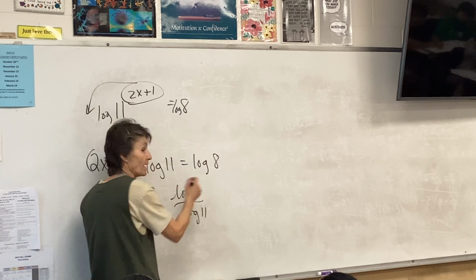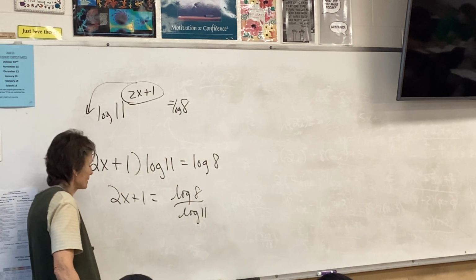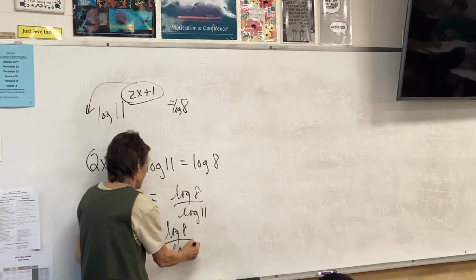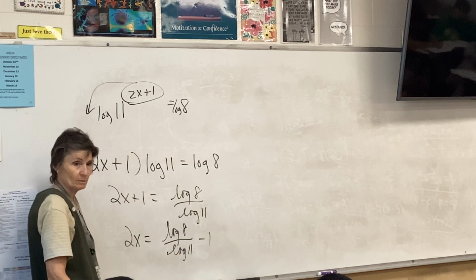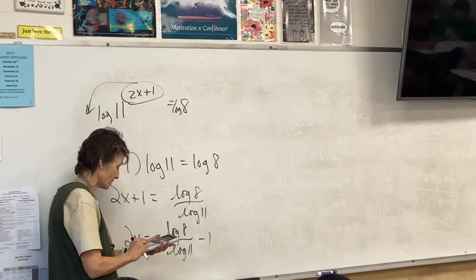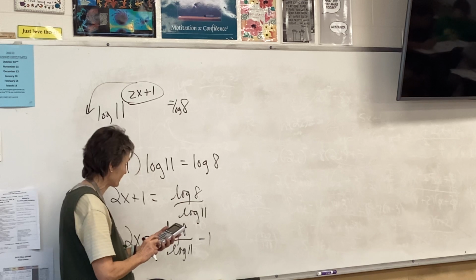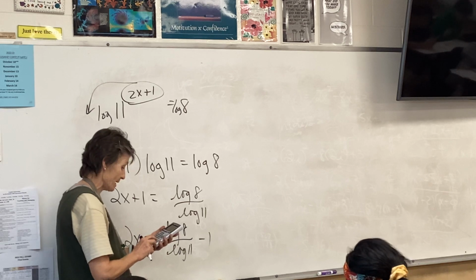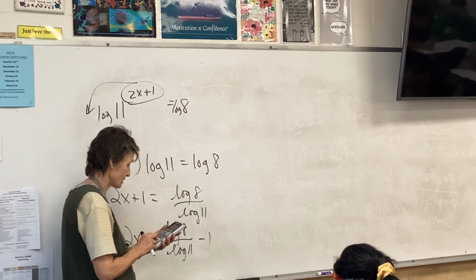I'm going to divide both sides by log 11. And then what am I going to do? Subtract 1. So 2x equals log 8 over log 11 minus 1. And then I will divide by 2. I'm not going to write that down because it's going to look really ugly and scary, and it's not scary. I'm just going to type in log 8 close parentheses divided by log 11 close parentheses, equals, minus 1, equals, and then divided by 2. All right.